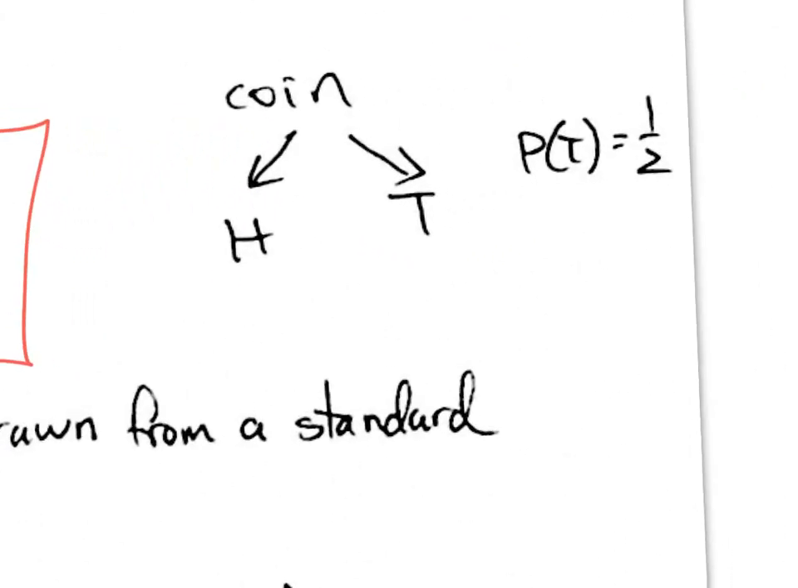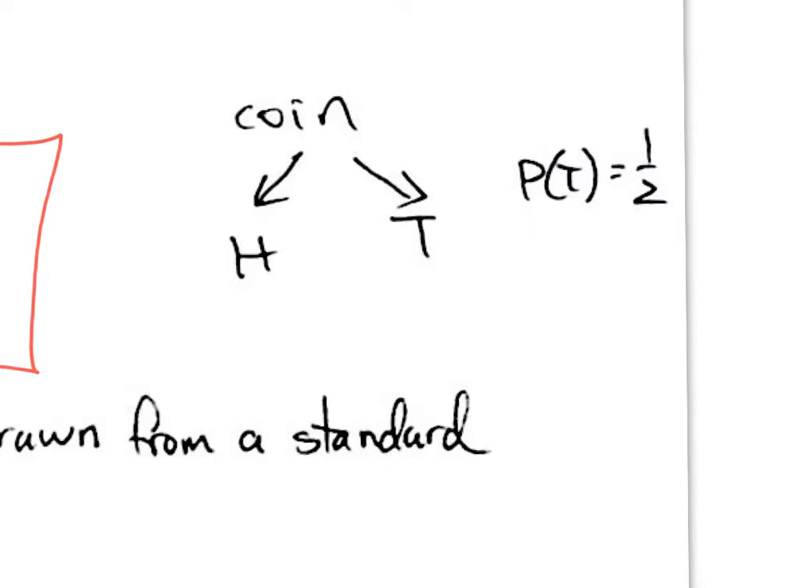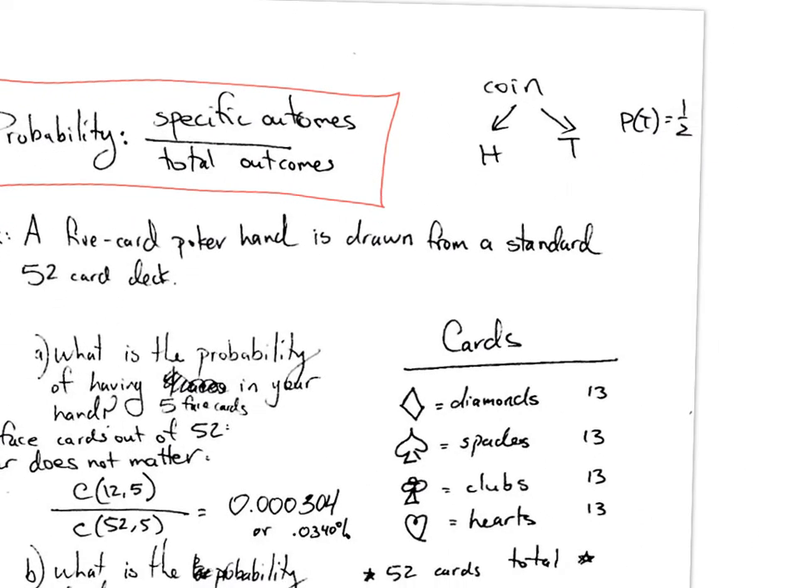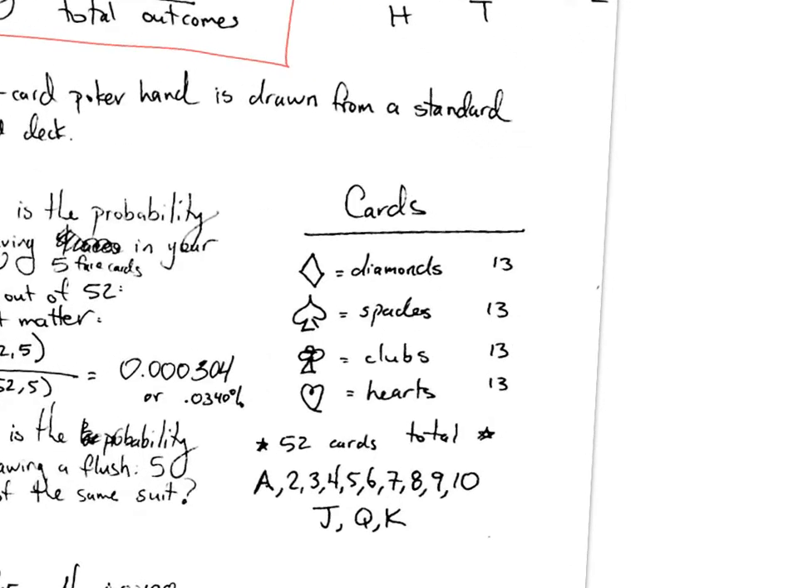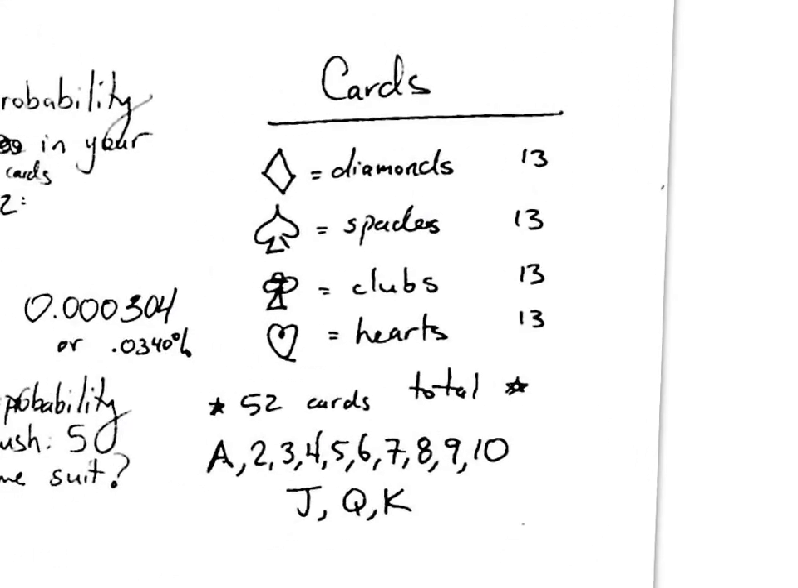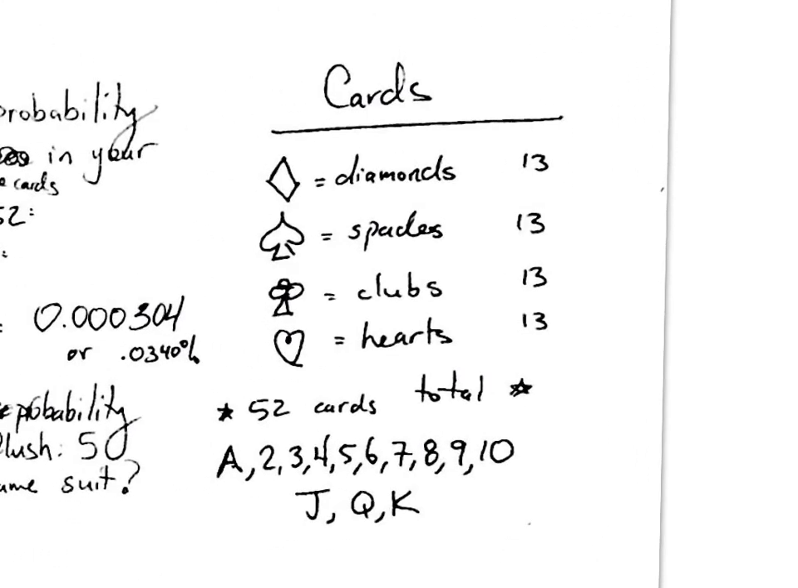For example, in flipping a coin, we have 2 possible outcomes. So our sample space would be heads up or tails up. We're just flipping one coin. And the probability of tails up, there's 1 specific outcome out of 2 possible outcomes, 1 over 2. And so you've heard that as 50-50, or 1/2, or 50%. Let's talk about cards, and we will play some poker in class.